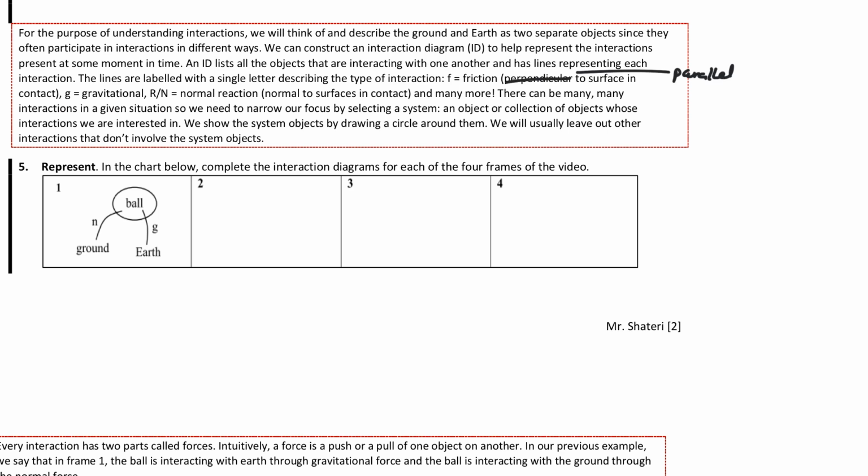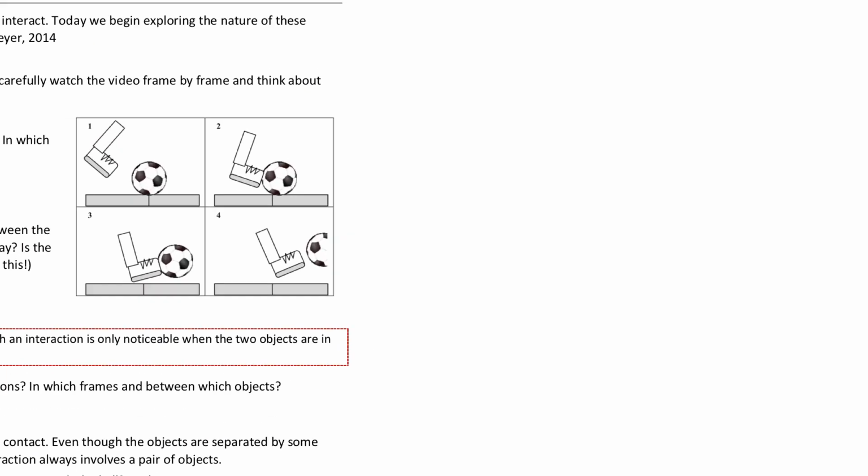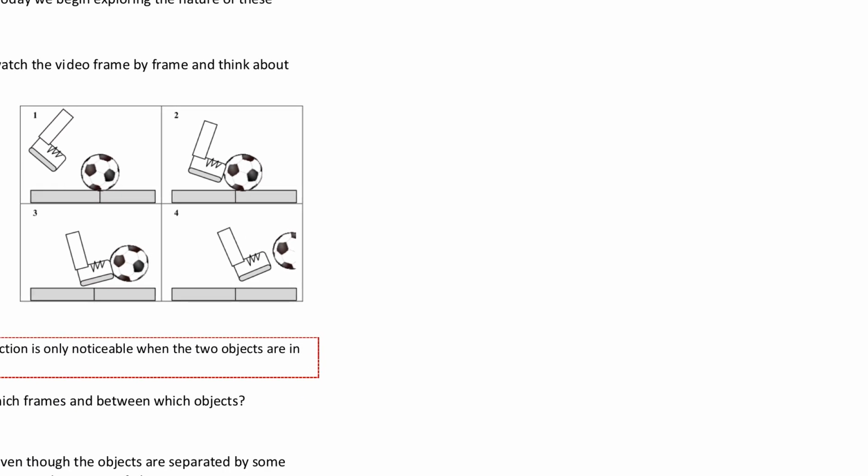So in the chart below, complete the interaction diagrams for each of the 4 frames of the video. So we're going to look at the ball in each situation. And in the very first situation, it is in contact with the ground and it's being affected by Earth. It's being pulled down. Gravitational and normal force from the ground. So I'm going to zoom out so we can see all of them, and we're going to draw them out here. So you can try drawing them out on your own first and then check the solution.